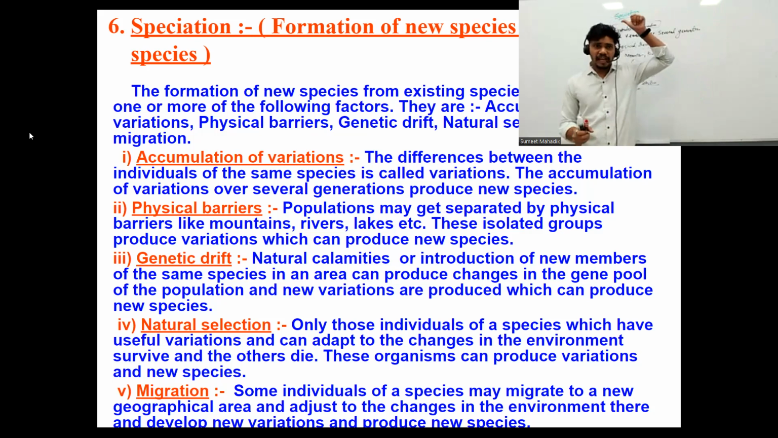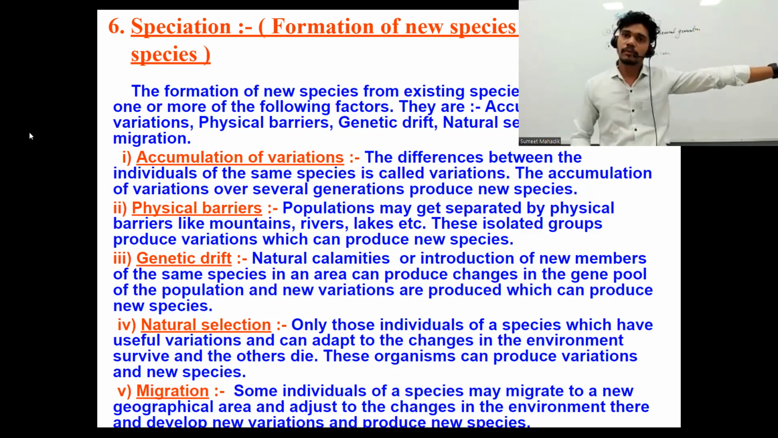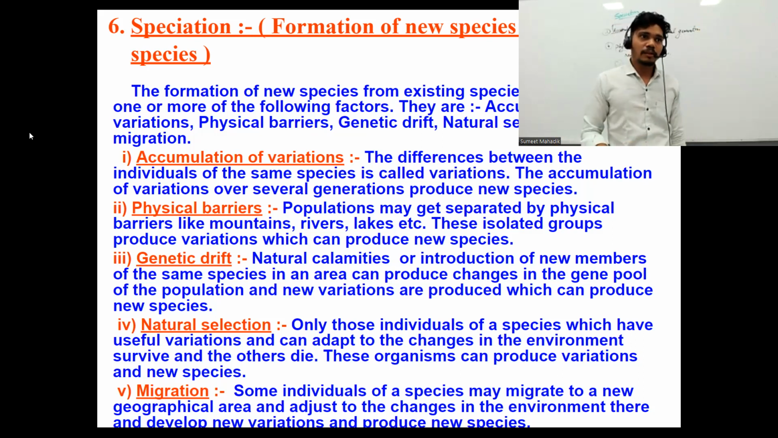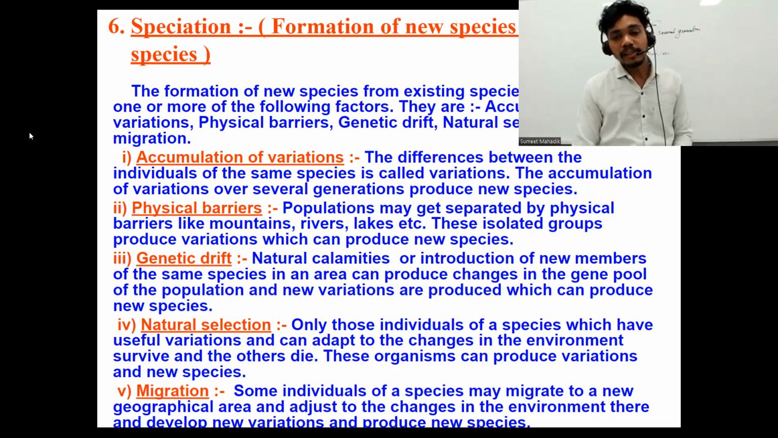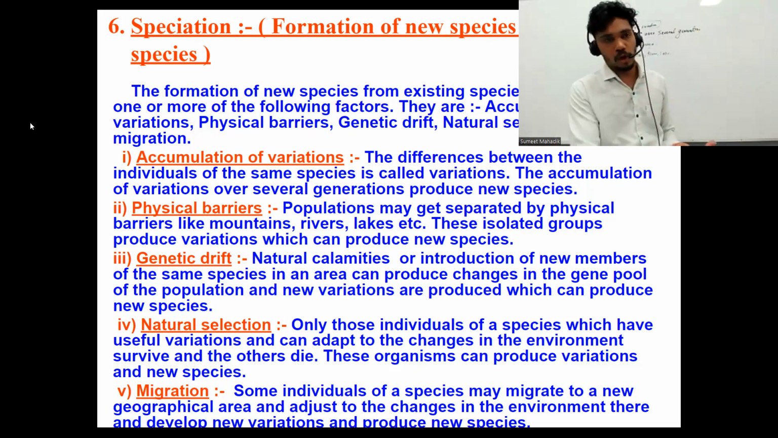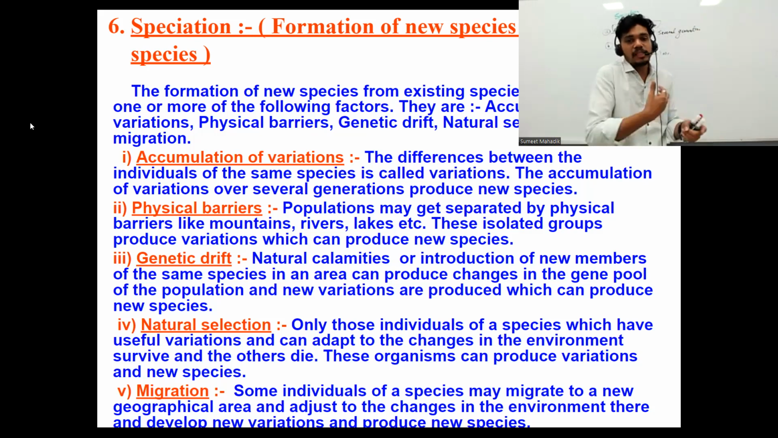Food availability is not there at that time, because every river or lake is surrounded with snow, covered with ice. Then they don't have food in that much availability. So they will travel from that area to the area where food is available. India's climate is what? We don't get snow in India, right? But it's a normal climate. So some individuals of a species may migrate to a new geographical area and adjust to the changes in the environment. They develop a new variation and produce a new species.